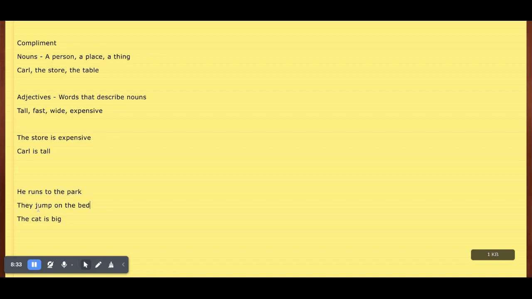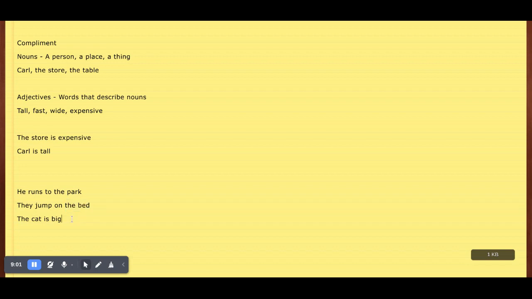All right, they jump on the bed. Well, first let's start with identifying our verb. Jump is the action in this case. Who's doing it? Well, they are doing it, and so that's going to be our subject. And finally, I consider the bed, that's a noun, that's a complement. It's going along with they jump to add more details to the sentence. And so the bed is going to be the complement there.